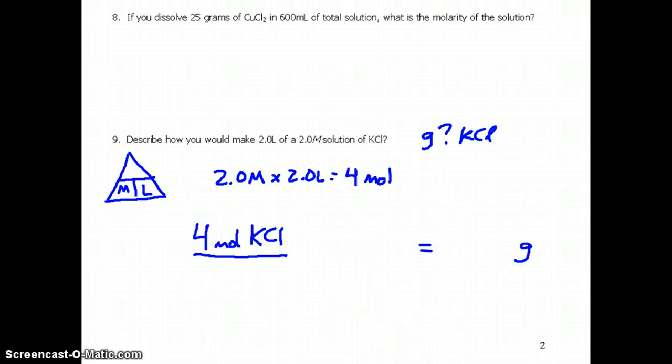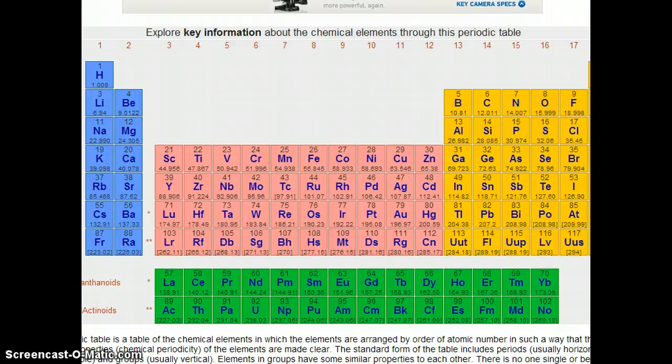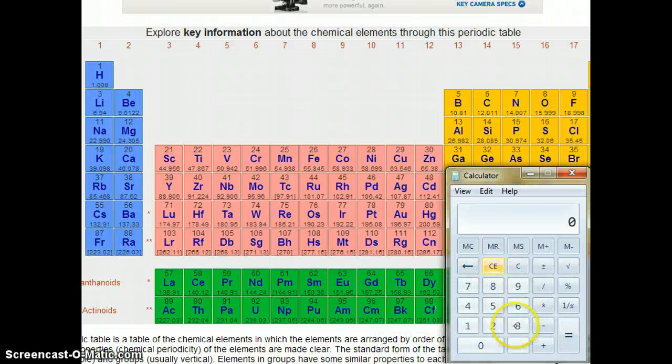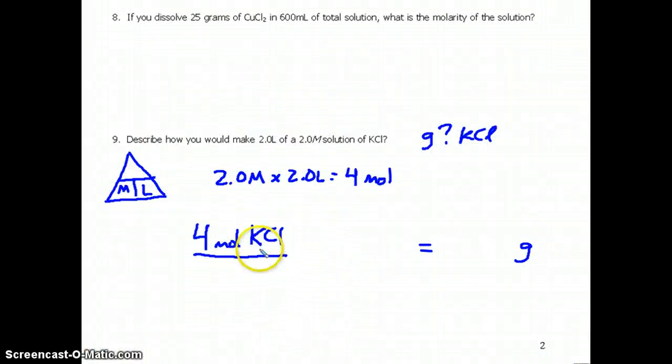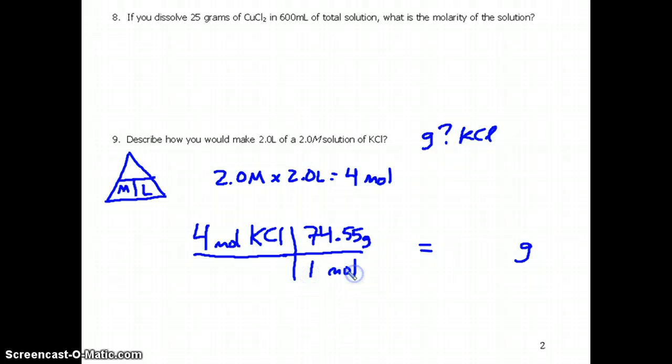Let's go to our periodic table. We need a potassium, which is 39.098, plus chlorine, which is right here, 35.45, and that is 74.55. We'll just round that to 74.55 grams for 1 mole. And as I wrote that, you may wonder, why is he putting that up top?